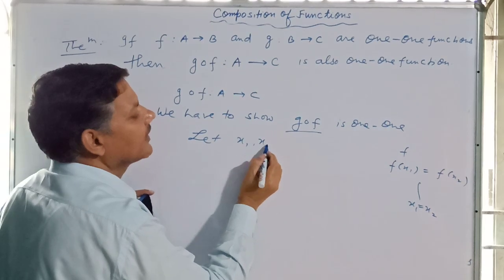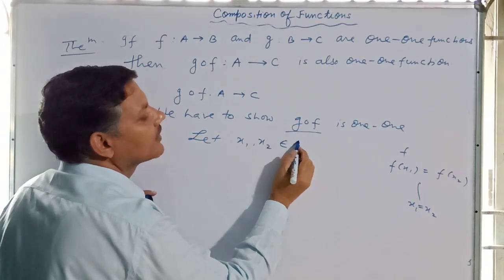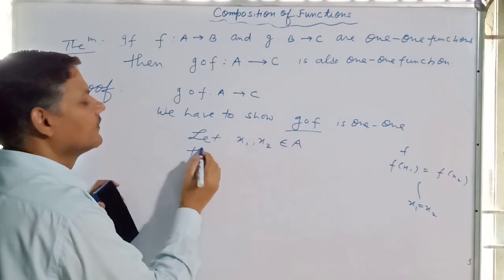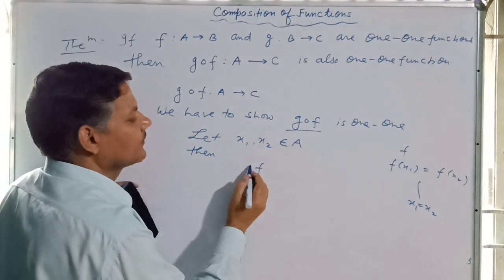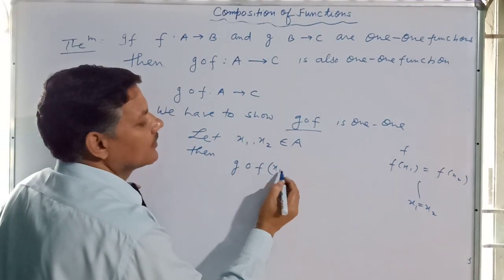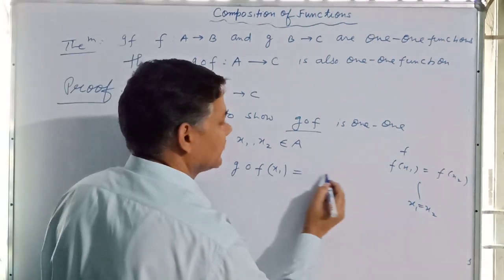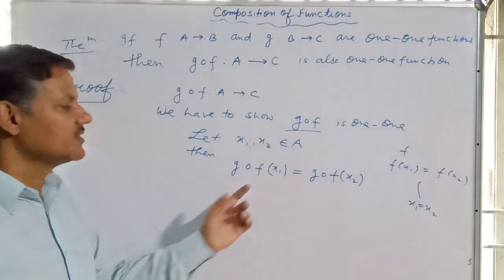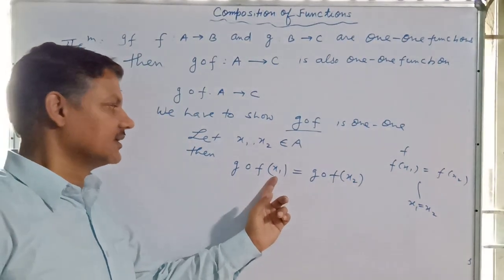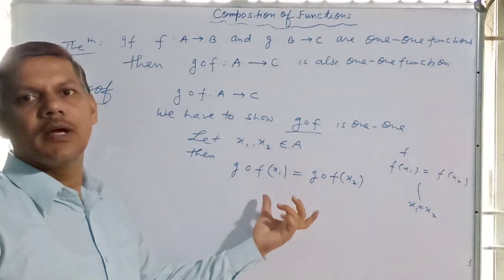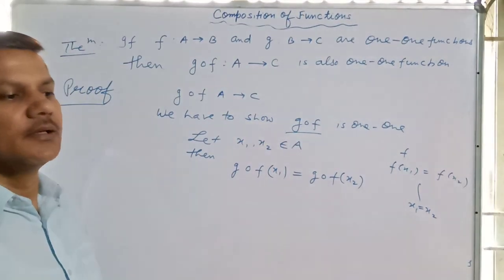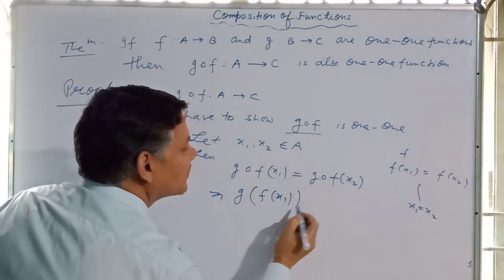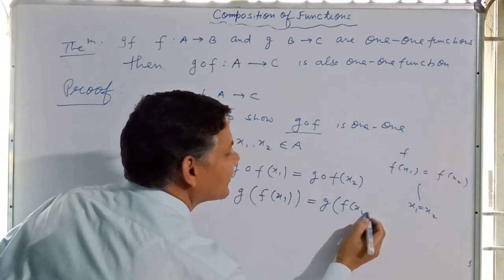x1 and x2 be two elements of what? Set A. Since the rightmost function is f, then f composition g for x1 is equal to f composition g for x2. We take images of two different elements of the domain, x1, x2, that are equal. Then we are required to show it is possible only when the elements are equal. So it implies by definition that f x1 is equal to f x2.